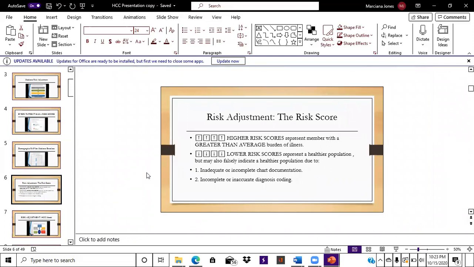So risk adjustment, the risk score. Higher risk scores represent members with greater than average burden of illness. So if they have a high risk score, that means they're really sick. They have a lot of chronic conditions. They probably visit the doctor regularly for diabetes checkups, heart failure exams and things like that. So the lower the risk score, it represents a healthier population.